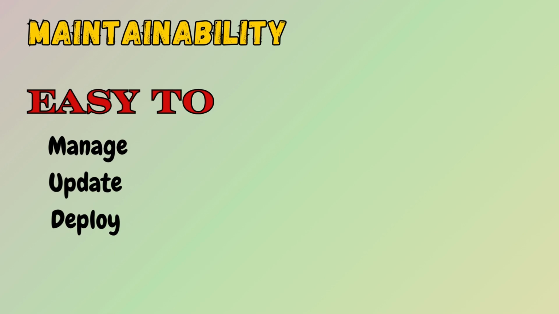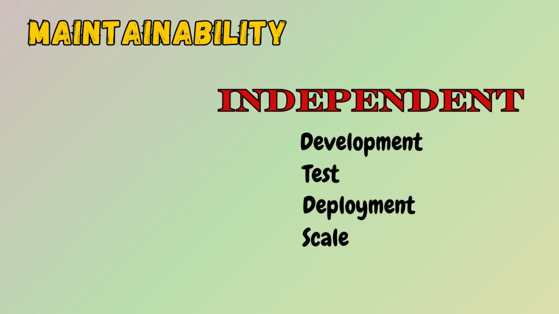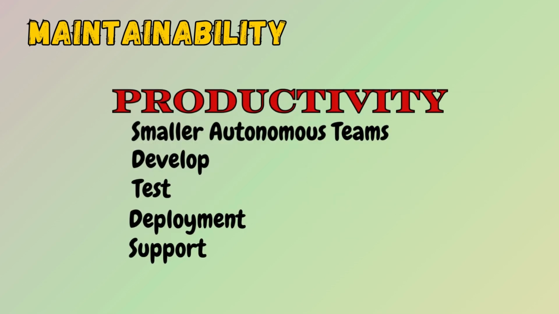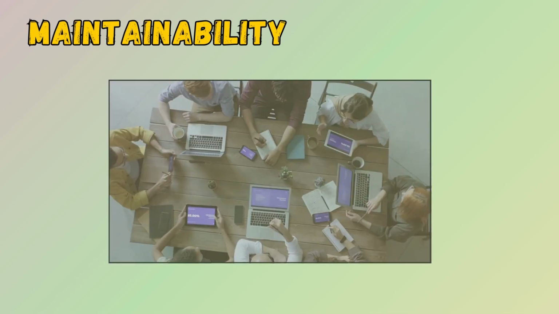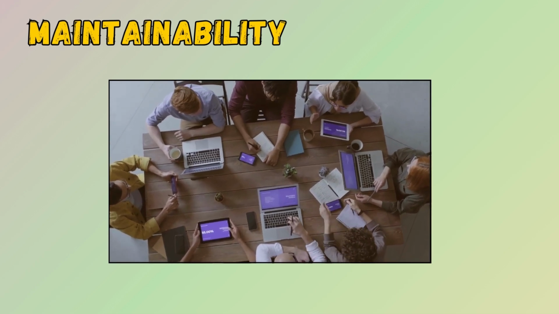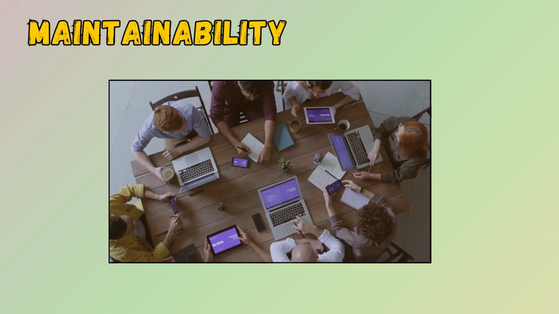Microservices architecture makes it easier to manage, update, and deploy individual services, enhancing agility and reducing the impact of changes. Each service can be developed, tested, and deployed independently, streamlining the maintenance process and facilitating faster iteration and innovation. It also enhances developer productivity by enabling smaller autonomous teams to develop, deploy, support, and iterate on services independently. This autonomy leads to faster development cycles, improved collaboration, and increased innovation among development teams.